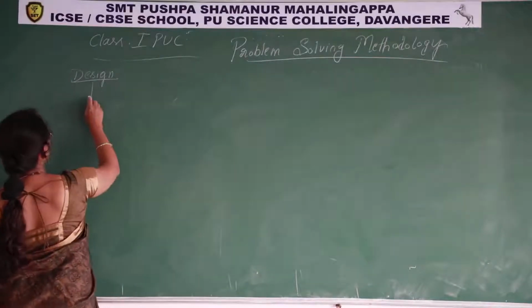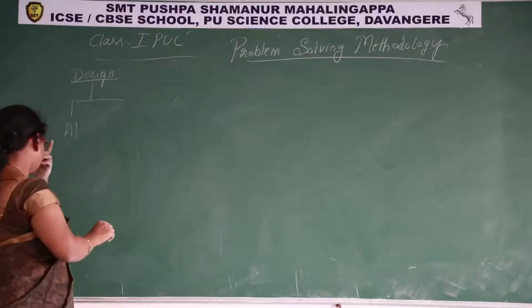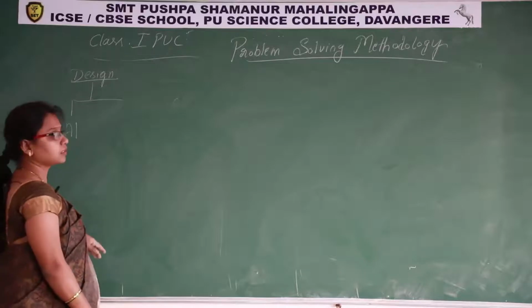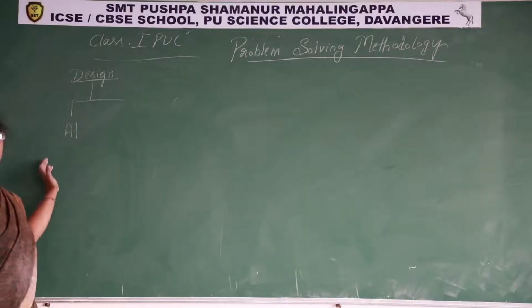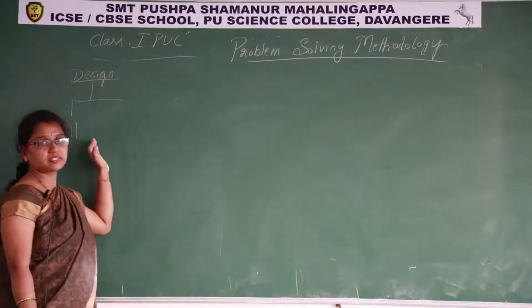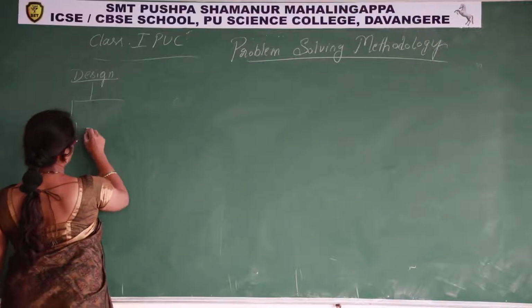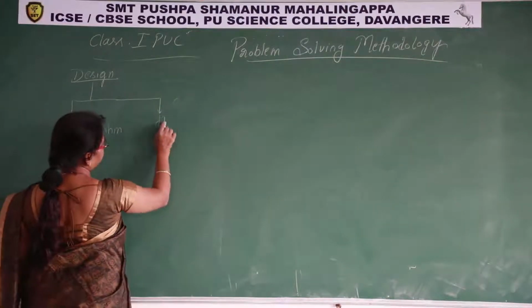Now what are the tools we are going to use in design? Algorithm, it is the word developed by the scientist called Al-Khwarizmi. So the name is algorithm. He is a mathematician. Flowchart.